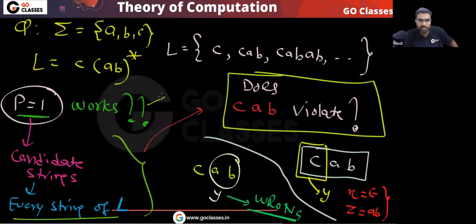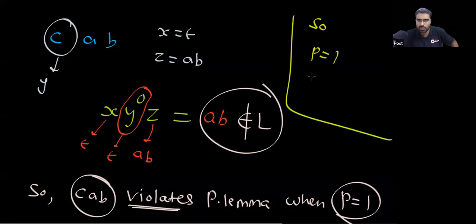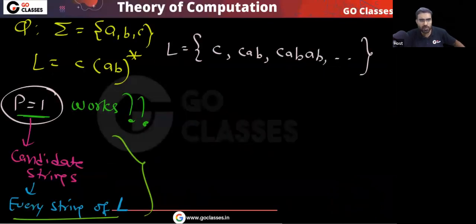Does it work? The answer is no. So definitely p equal to 1 is not a pumping length for L. For this language, p equal to 1 is not a pumping length. Now you tell me, what about p equal to 2? Will it work? First of all, tell me what the candidate strings are.